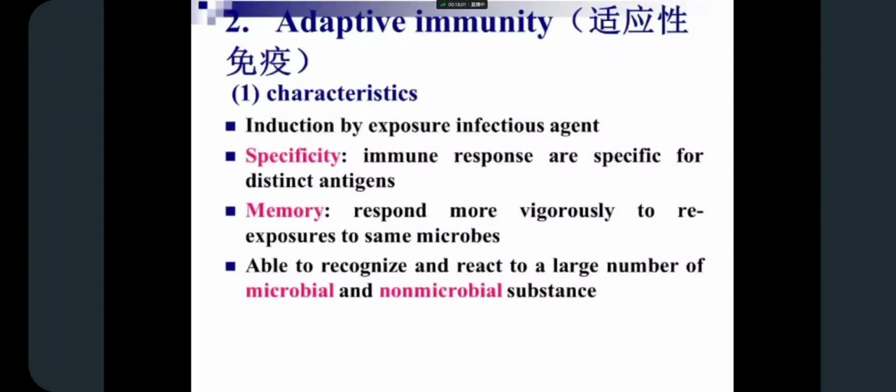Okay, so the adaptive immunity is also important for our body to prevent infectious agents, with its specificity and memory.